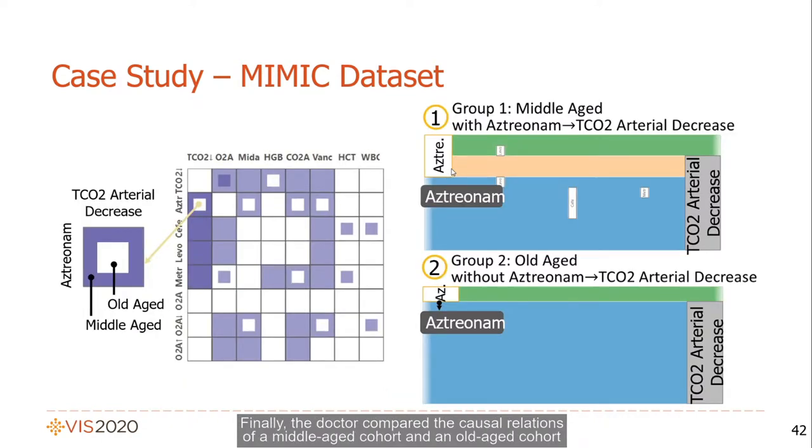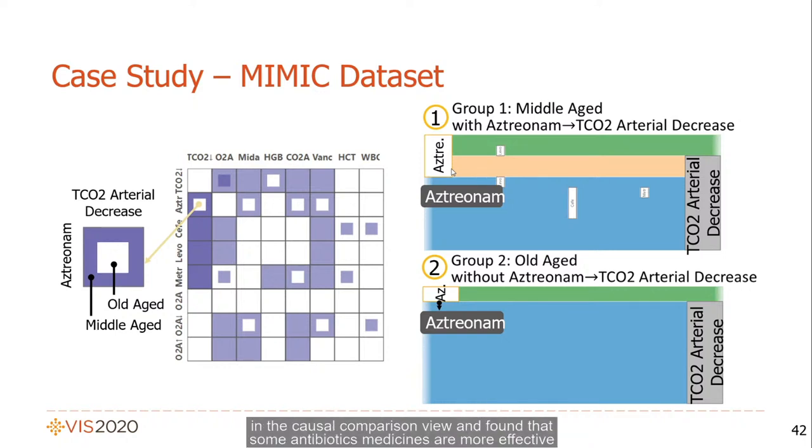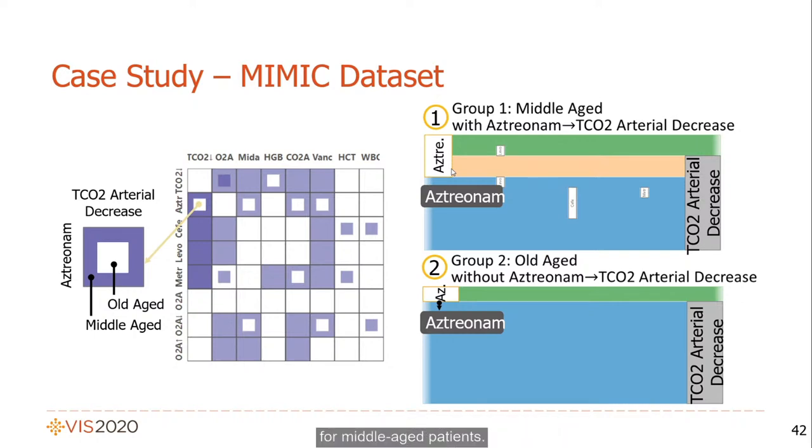Finally, the doctor compared the causal relations of a middle-aged cohort and an old-aged cohort in the causal comparison view, and found that some antibiotic medicines are more effective for middle-aged patients.